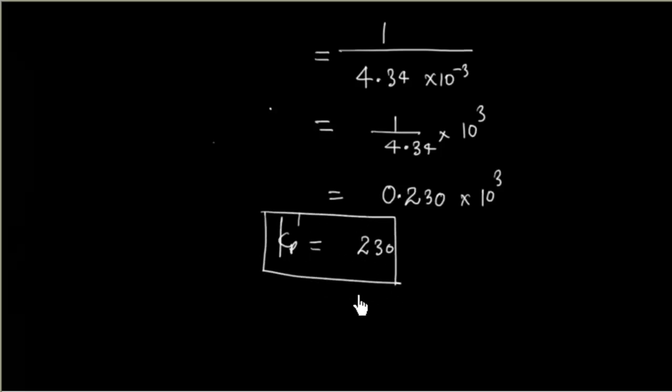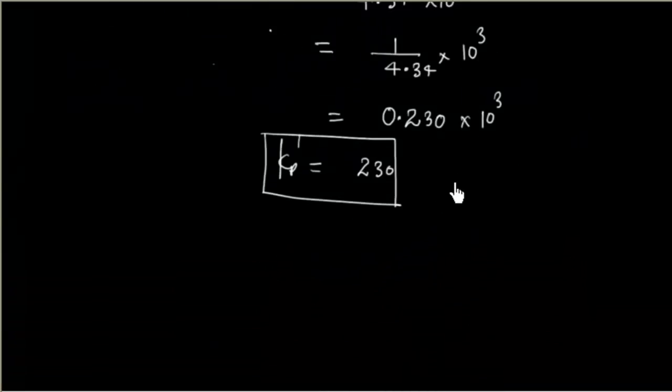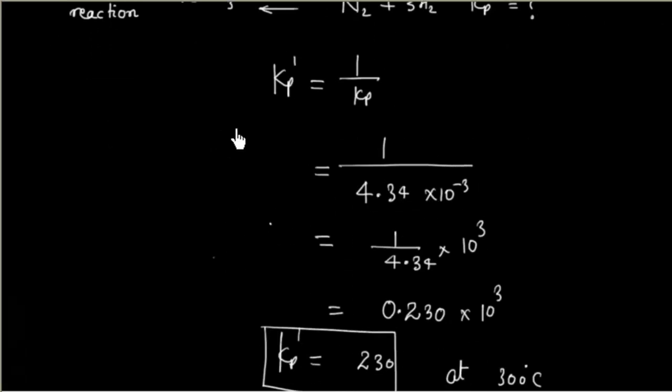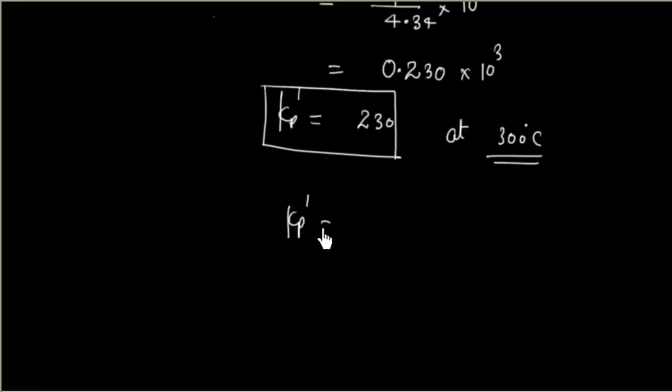So the equilibrium constant for the reverse reaction is 230 at the same temperature. Temperature is given and this is at 300 degrees centigrade, because the equilibrium constant also depends upon temperature. So the equilibrium constant for the reverse reaction is also at 300 degrees centigrade. If I wish to write in scientific notation, I can write Kp dash is 2.3 into 10 to the power 2. So that is the answer in scientific notation.